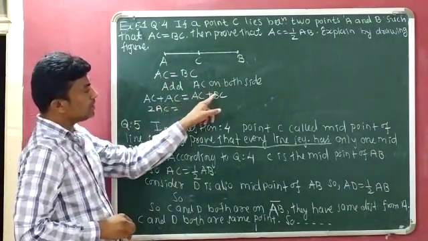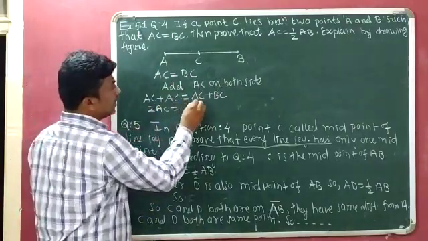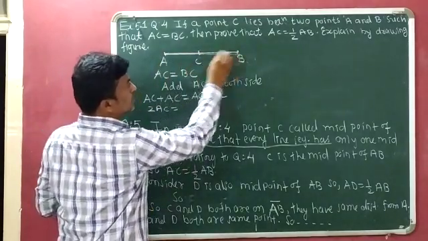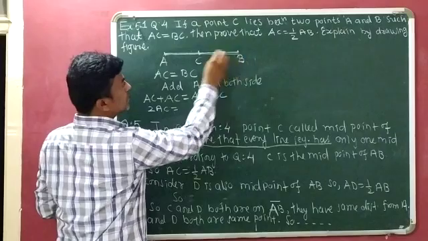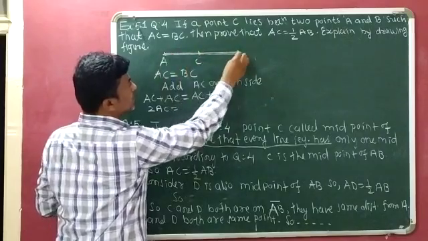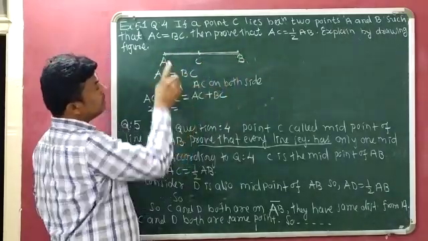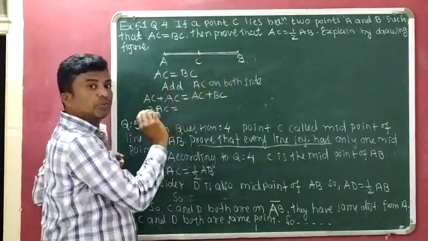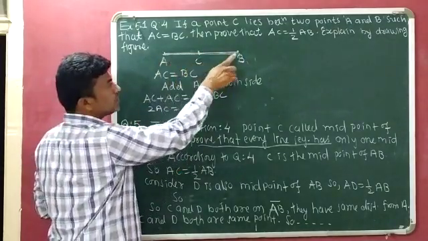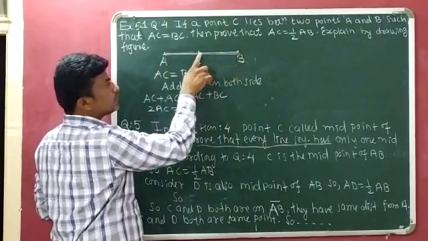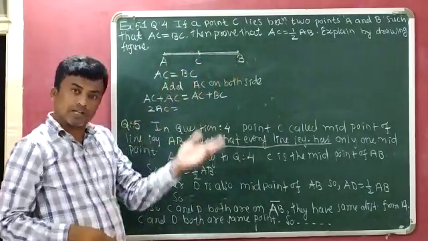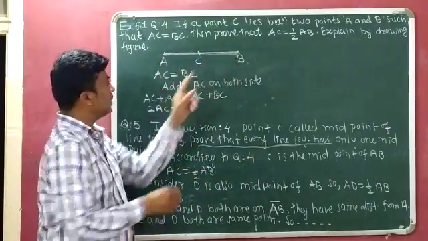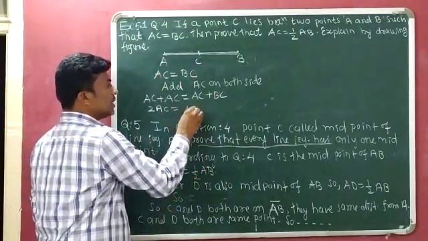Now see children, AC plus BC. This is AC and this is BC. If you add AC and BC, then it is what? AB. See, AC plus CB, CB and BC both are same. So AC plus CB or AC plus BC, its answer is what? AB. So it is AB.